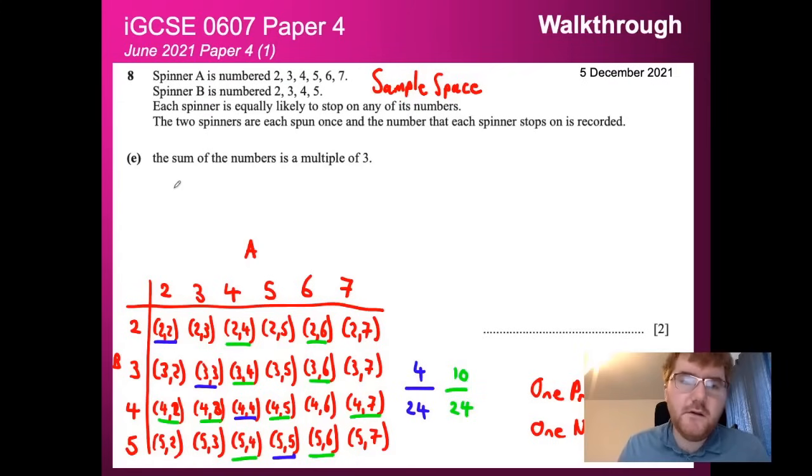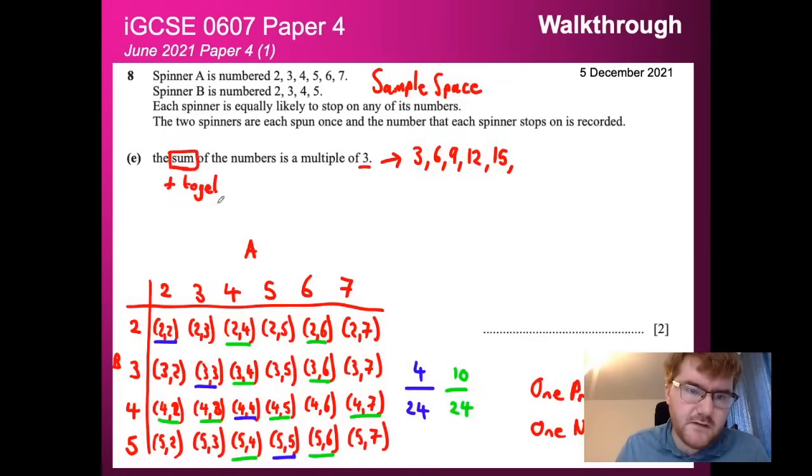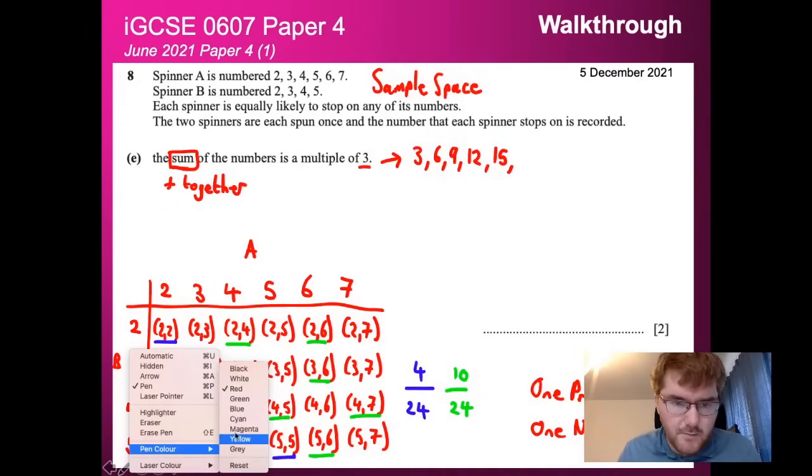The sum of the numbers is a multiple of 3. So multiples of 3 would be things like 3, 6, 9, 12, and 15. I don't think we need to go to 15. And we want the sum. The sum means you add them together, yeah? So I'm going to do a similar process. Let's get a different color out here. Let's use purple in this case.